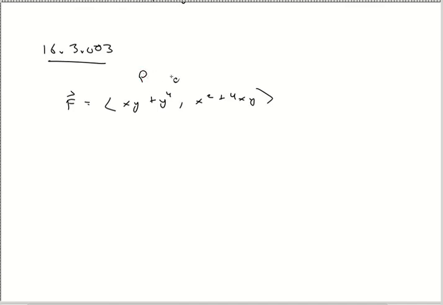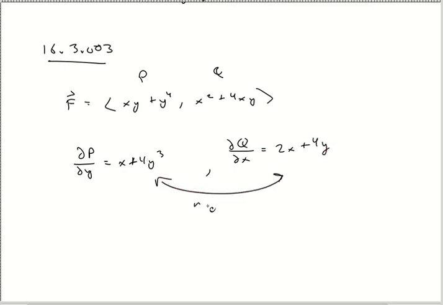So this is, again, my P, and this is my Q. So dP/dy, when I take my derivative in terms of y, I'm going to get an x plus 4y cubed. dQ/dx: I start doing my derivative here, I get a 2x, and then over here a 4y. Notice that these are not the same. So not conservative.